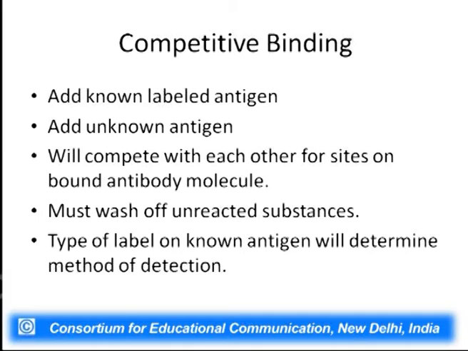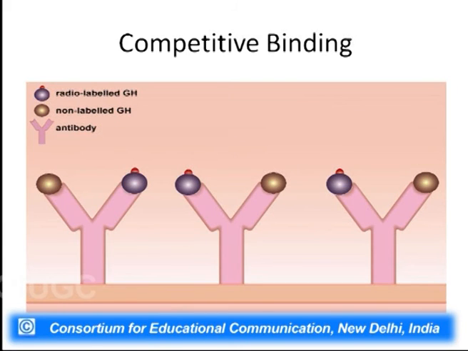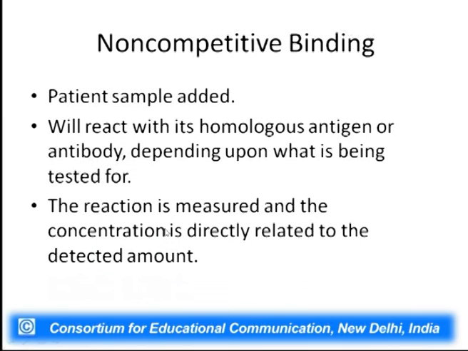Let us understand what is competitive binding. That means I take a known antigen and you take an unknown antigen, and allow them to compete for the same site on the antibody. But please remember to wash off the unreacted substances. This will determine the method of detecting. That means I have a radio label and a non-radio label. This is my antibody. As you go on adding excess antigen, it is bound to compete, because they do not understand whether it is radio-labeled or not. It is just the excess of antigen which leads to the labeled antigen leaving.